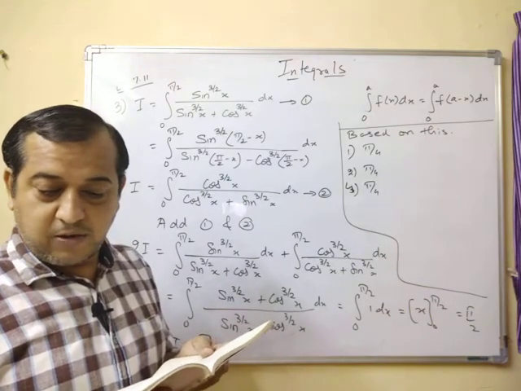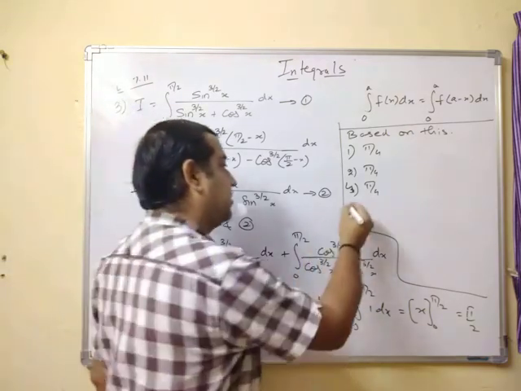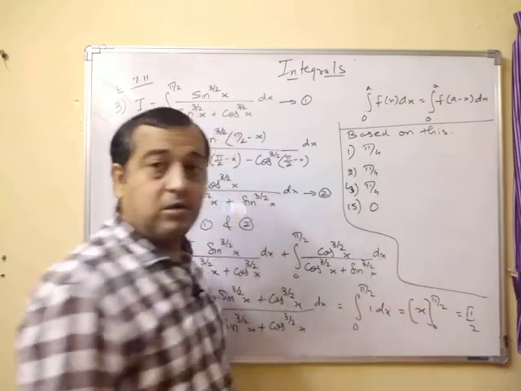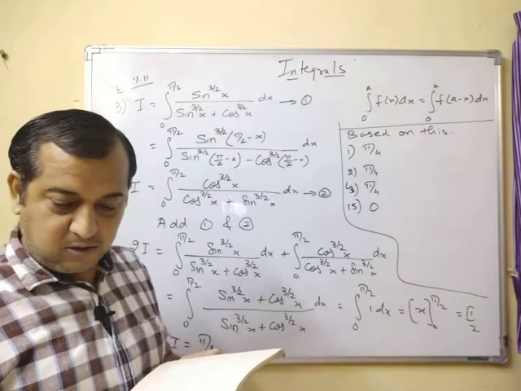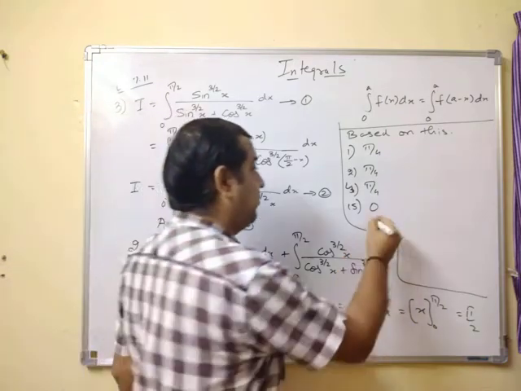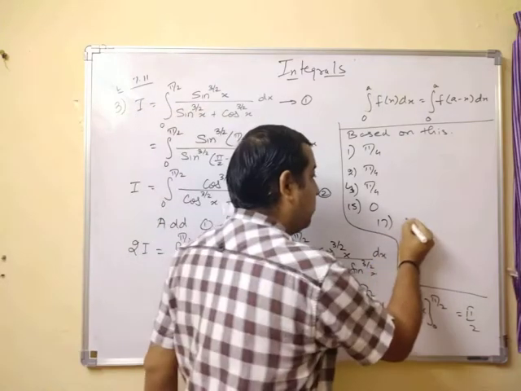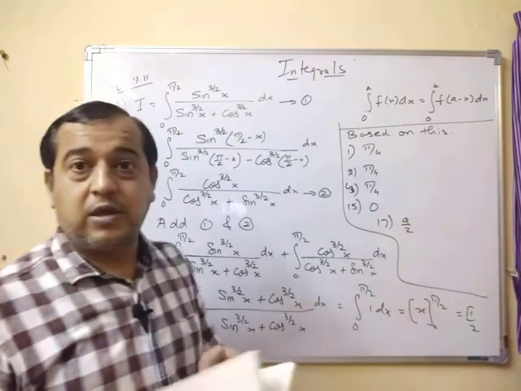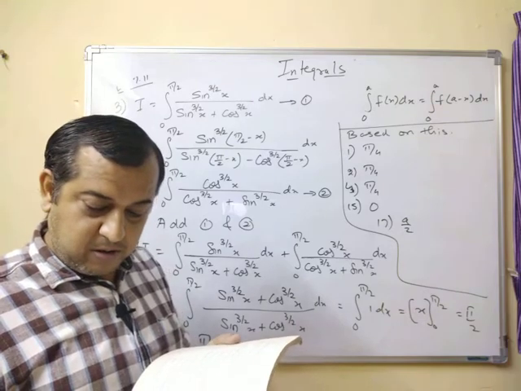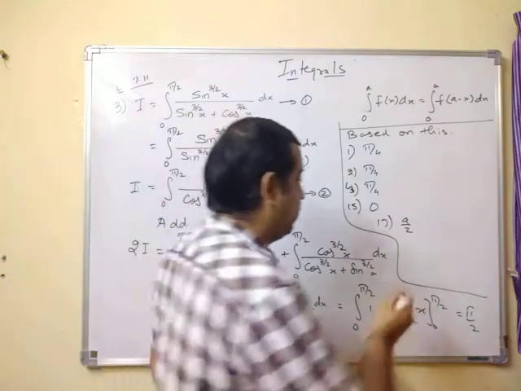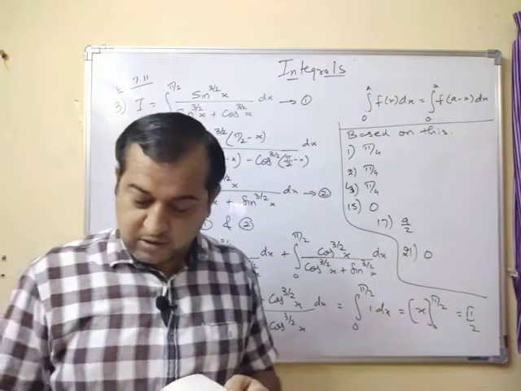Okay, further, based on the same, you have problem number 15. Answer is 0. Based on same you have problem number 17. Okay, answer is a by 2. Answer is a upon 2. Okay, based on same you have problem number 21. Answer is 0. Okay, answer is 0.